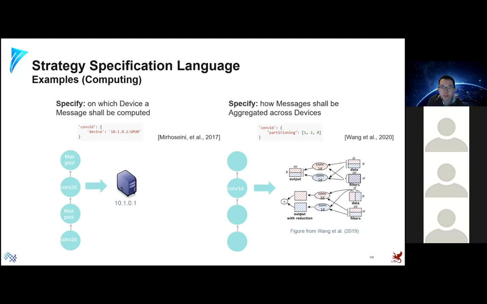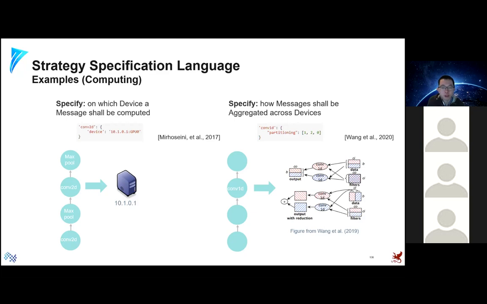For each aspect, we can go through many examples that are covered by Qirong in part two. So let's start with examples in the computing aspect. Specifically, how to represent the partitioning of a computing operation, and also how to represent the placement of them on distributed computing devices. In fact, operator partitioning, also node partitioning and placement, is a very well-explored problem. Following existing results, we can design a simple expression to describe how a node shall be partitioned and placed. Here I offer a partitioning expression in the slide.